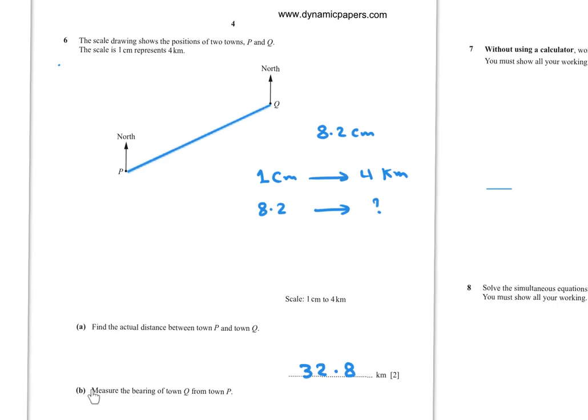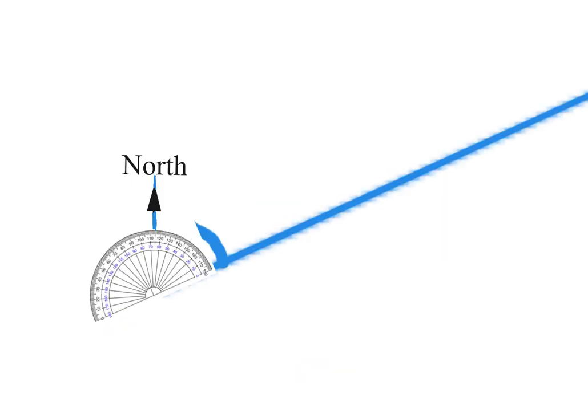Now B, measure the bearing of town Q from B. The bearing is the angle from the north clockwise, so we need to find this angle. Now using your protractor, you can find the angle. Start from 0. It is halfway between 60 and 70, so 65. So the bearing is 65.